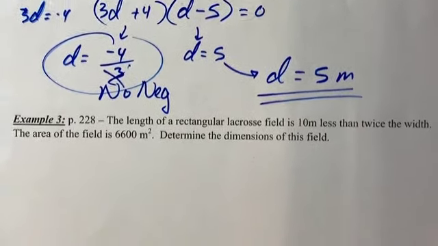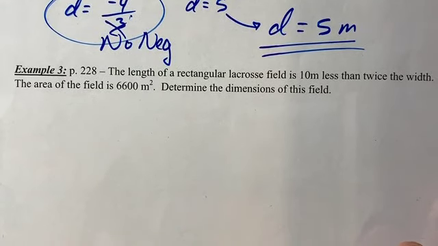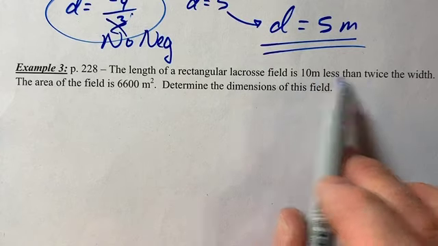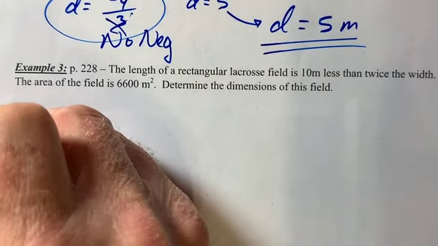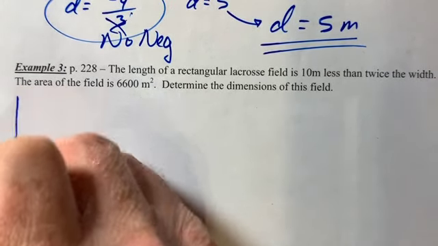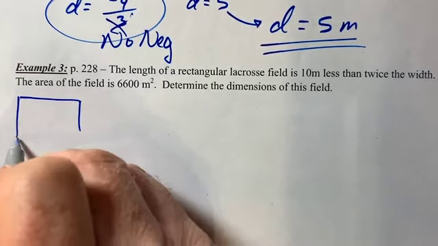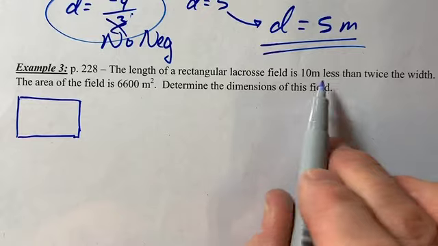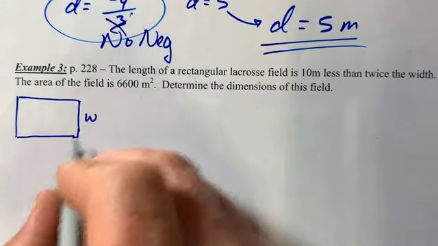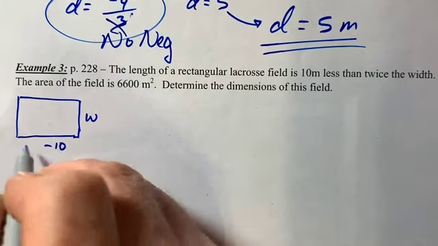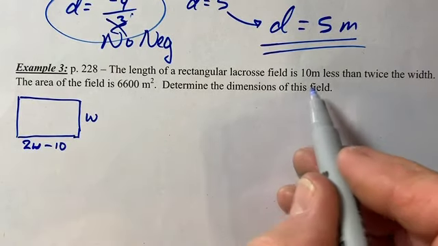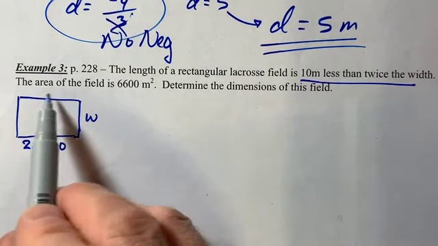Okay, last one. This was from page 228. It says the length of a rectangular lacrosse field is 10 meters less than twice the width. Hang on. Step 1. I need a diagram. The length is 10 meters less than twice the width. So if I call this the width, 10 meters less than twice the width. There we go. Twice the width minus 10. And that's the length.